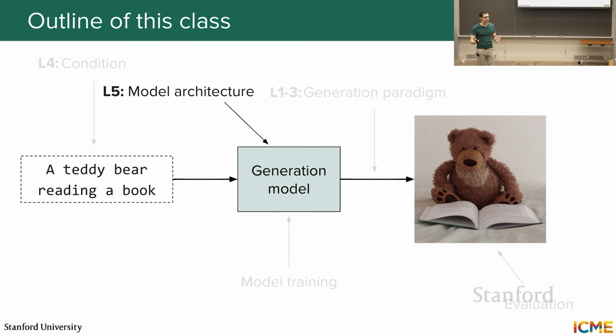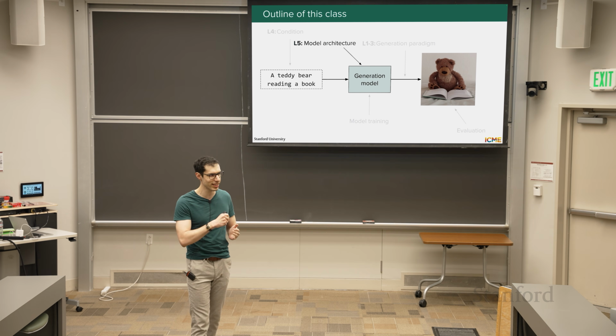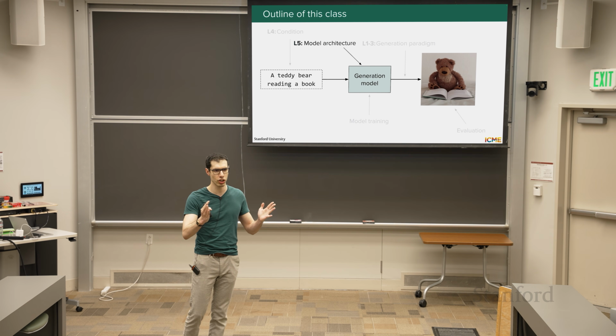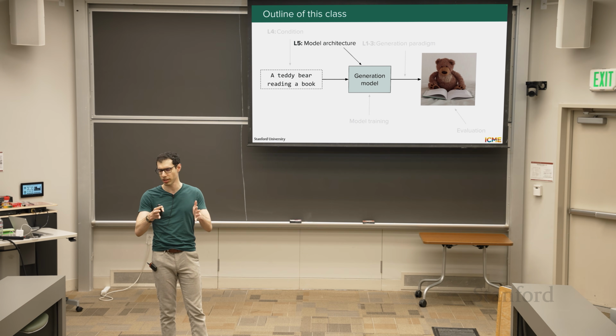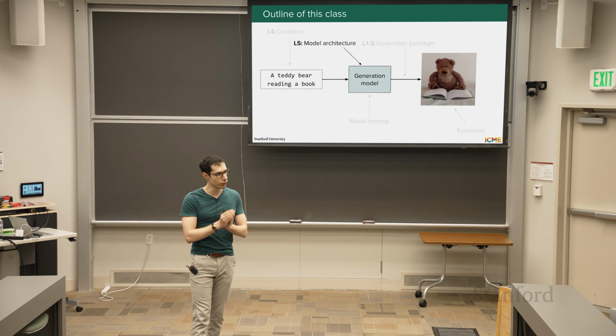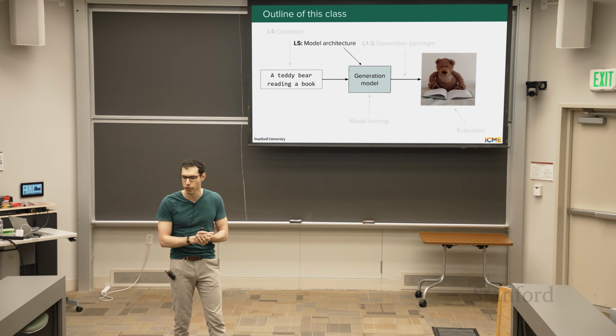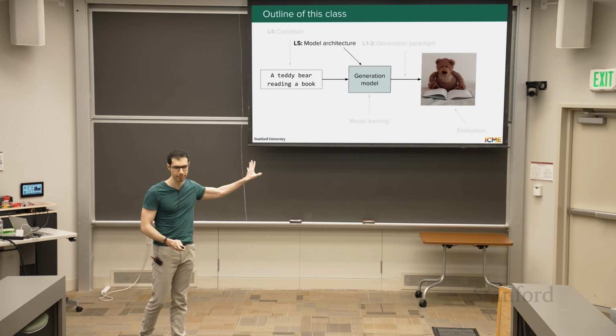So lecture 5 is going to be about the model architecture. So we will take a look at the backbones that are most commonly used today. Back in the day, you may have heard of UNet as being something that was used. But there's currently a convergence of architectures towards transformer-based architectures, such as the diffusion transformer and variants such as the multimodal diffusion transformer. And we will take a look at those there.